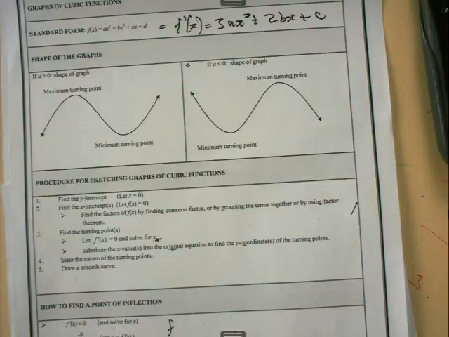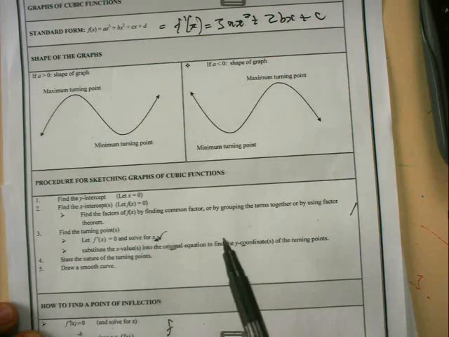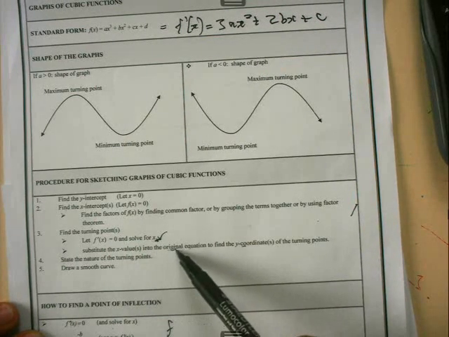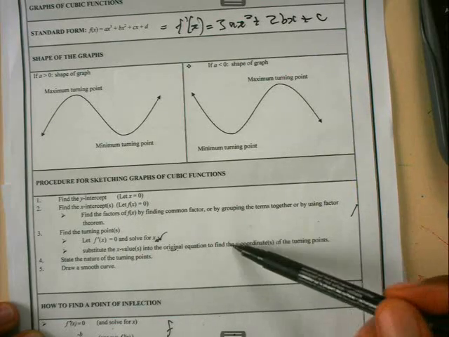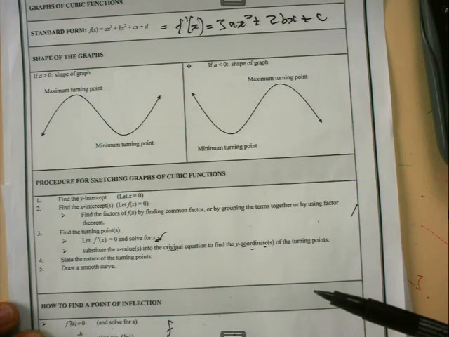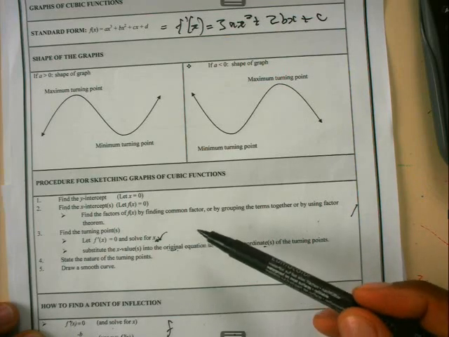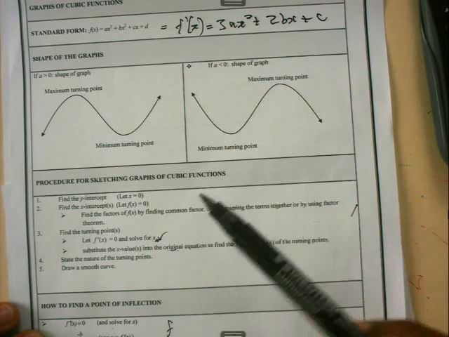Turning points, you find the derivative, then you let the derivative to be 0. Of course, boys and girls, thereafter you solve for x. Once you have the x value, you just take the x value, then substitute them where? In the original to get the y coordinate of the turning points. Thereafter, now you can now be able to draw what? To draw a smooth curve.